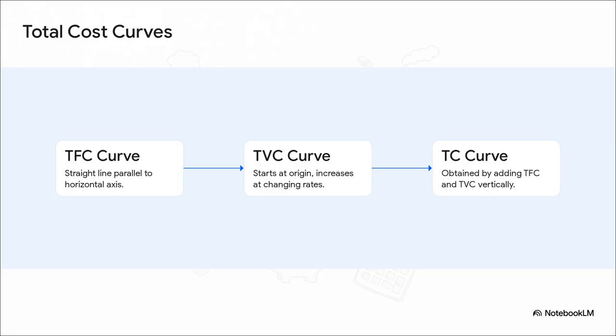Second, the total variable cost curve starts at 0 and bends upwards as output grows. And finally, look at the total cost curve. It doesn't start at 0, it kicks off exactly at the fixed cost line. The whole TC curve perfectly mimics the exact wobbly shape of the TVC curve. And the vertical gap between them, that's always exactly the amount of your constant fixed costs.